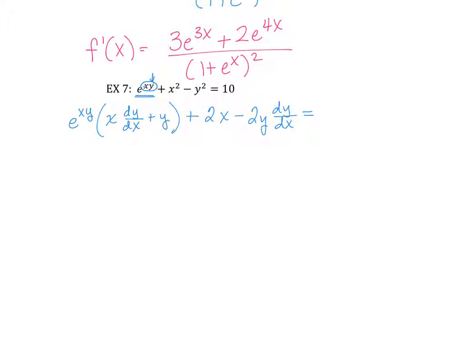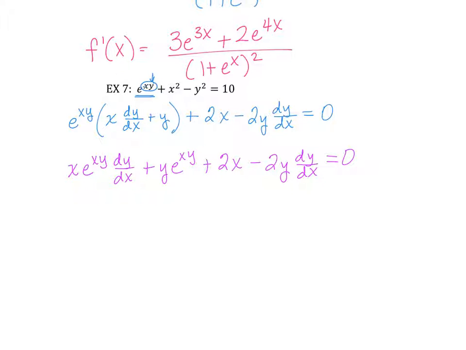And of course, again, I say the constant because a lot of people mess up right in this step. They put 10 over there. I'm taking the derivative, so that is 0. Now remember, after that, we want to collect our dy/dx's, but I would do a distributing step because I've got to get rid of these parentheses. So let's go to my next line and do x times e to the xy dy/dx, plus y e to the xy, plus 2x minus 2y dy/dx equals 0.